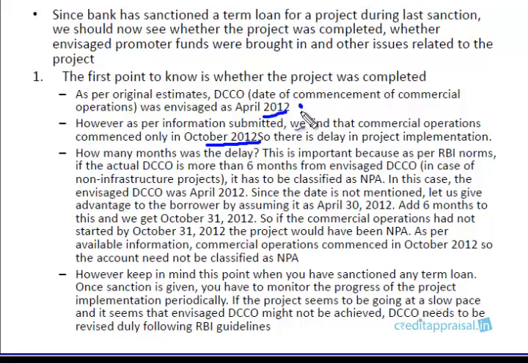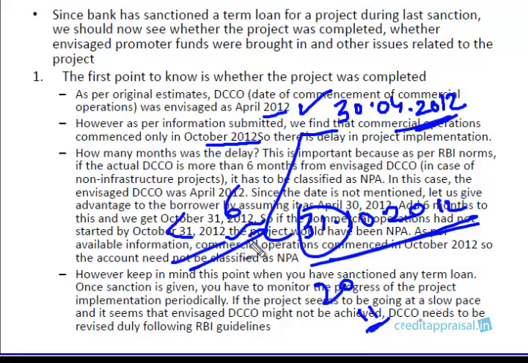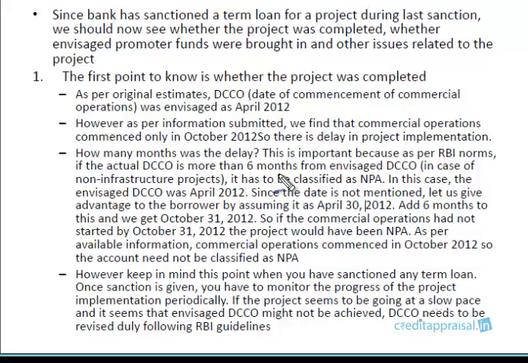The project was originally thought of to be completed in April 2012, whereas the actual DCCO was October 2012. Normally it is the practice that we do not specify the exact date, we just say the month and year. So let us give the benefit to the borrower and say this was April 2012. Actual was October 2012. Even in the worst case, if it is 31/10/2012, you can say it is exactly 6 months. They said it was in October, so we don't know if it's the 31st or not. Get the exact date and calculate the difference. So it is less than 6 months, and RBI norms on NPA will not apply here.